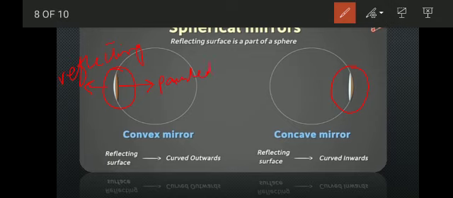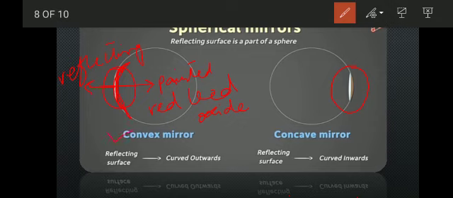It is painted by red lead oxide so that it can become opaque and no light can pass through this part. That's why it is painted by red lead oxide, which makes it opaque. So you can see a curve here. One side is reflecting and the other side is painted. So the reflecting surface is curved outward. If the reflecting surface of a mirror is curved outwards, it is called a convex mirror.